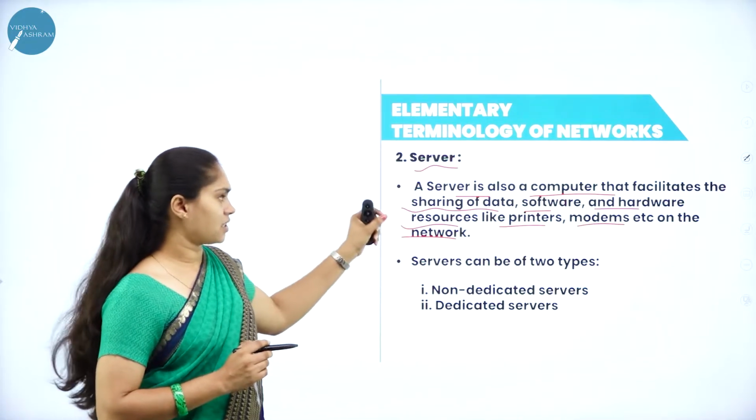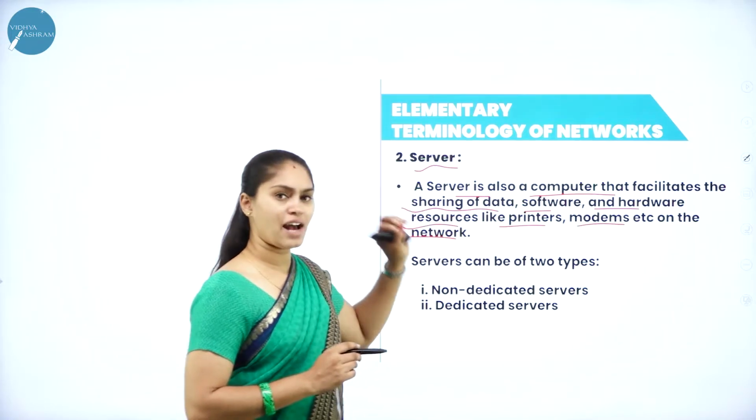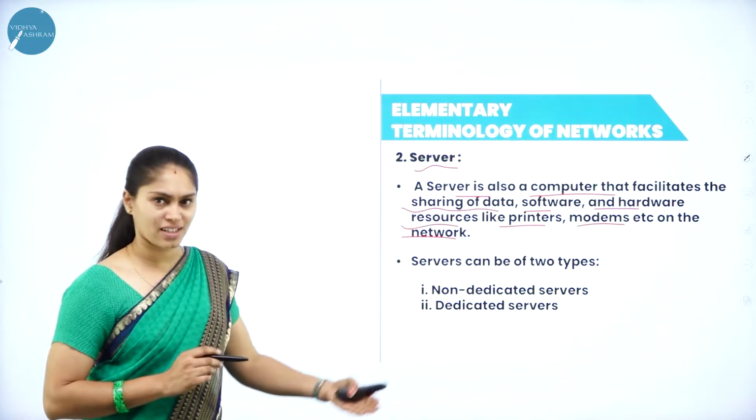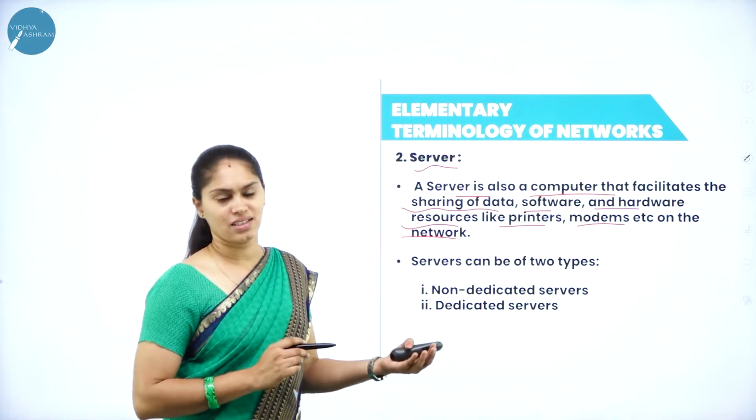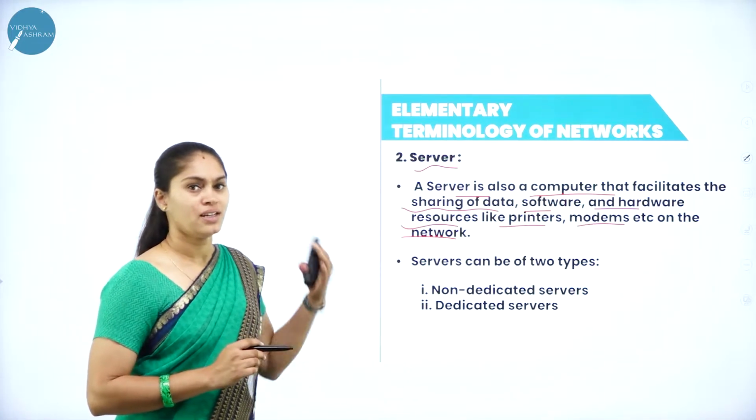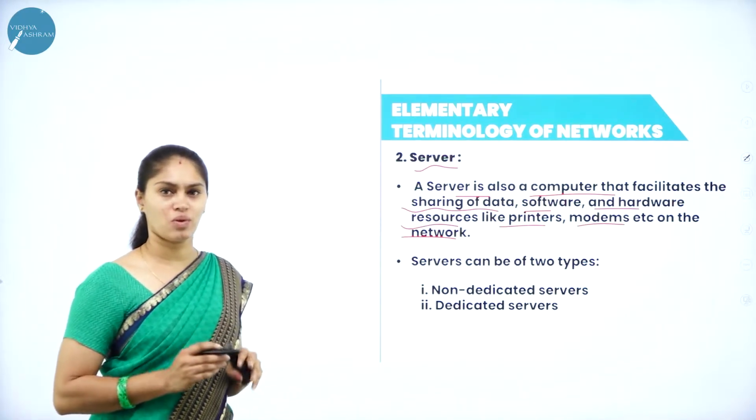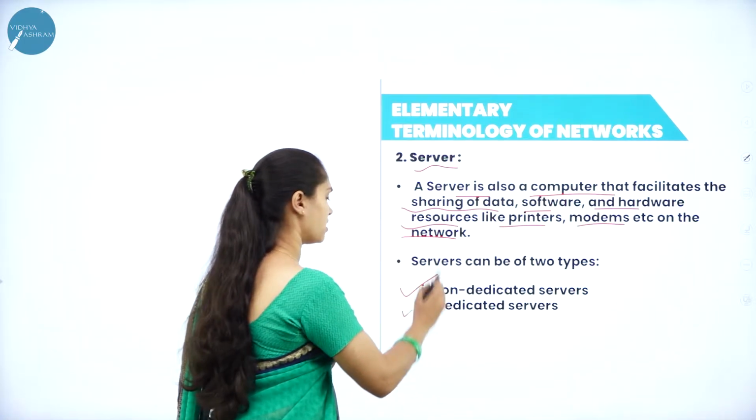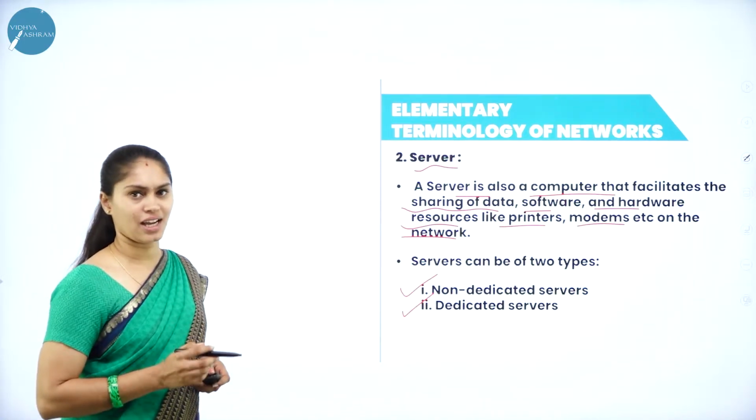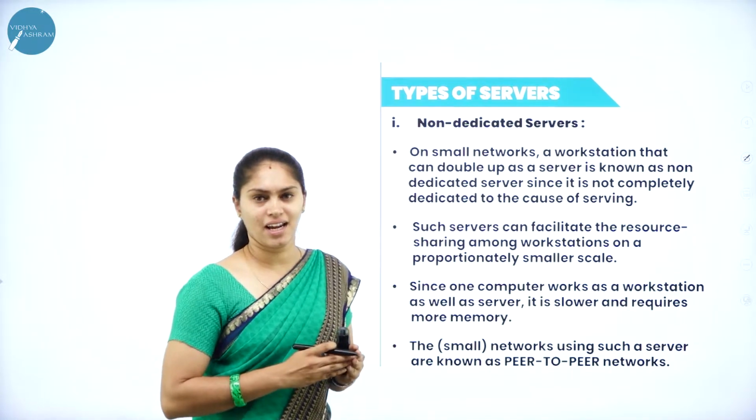So this server, or a computer, is going to allow, or will have, some facilities in order to share data and some of the software and hardware resources like printer and modem over the internet or over the network. Then that will be considered as what? Server. And we have two kinds of servers. One is non-dedicated server and another one is dedicated server. I will tell you regarding this non-dedicated and dedicated server.